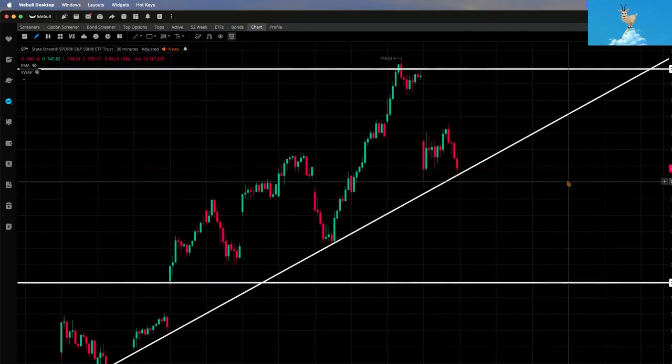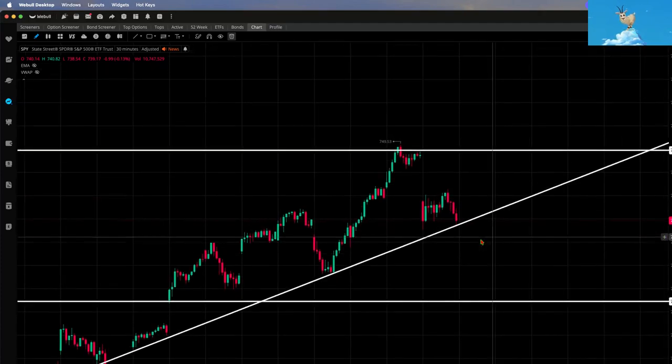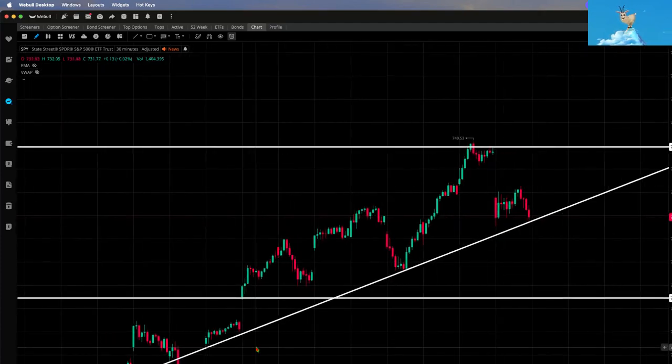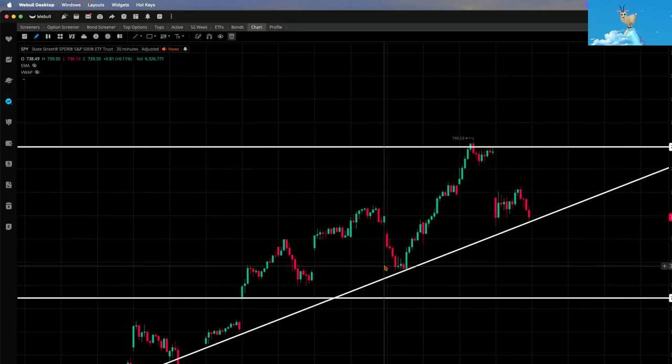Sure it is. Yes, it is. It's making higher lows. You see it. Low, higher low, higher low, higher low.